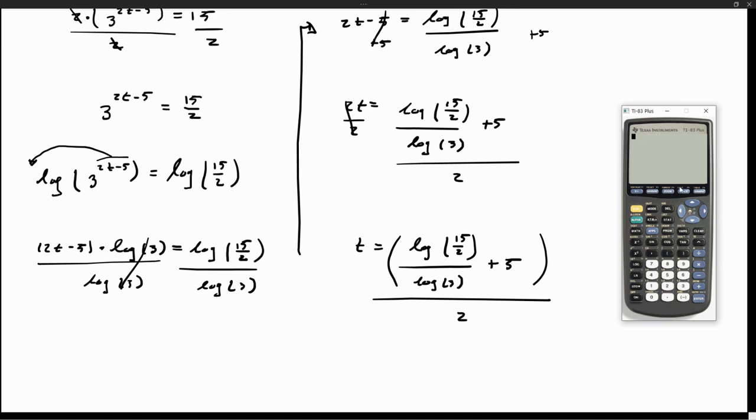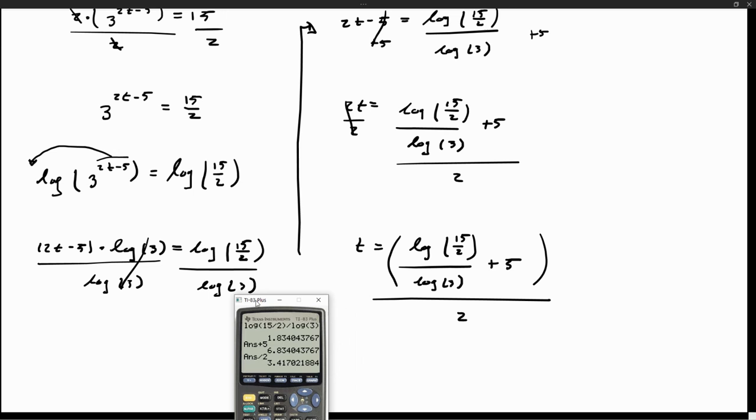So let's just do that real quick. Let me just compute the numerator. I'm going to get the log of 15 divided by 2, and that I'm going to divide by the log of 3. Enter, I'm going to add a 5 to it. And then I'm going to divide it by 2, because this is my numerator, so my numerator needs to be divided by 2. And now I have an expression, 3.41. Oh, let me just do 42. Let's just round it.